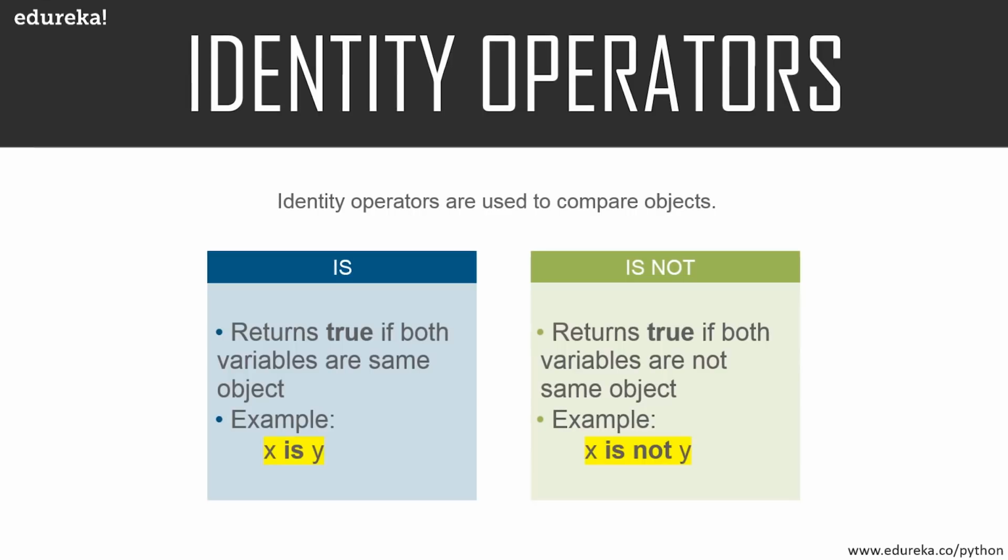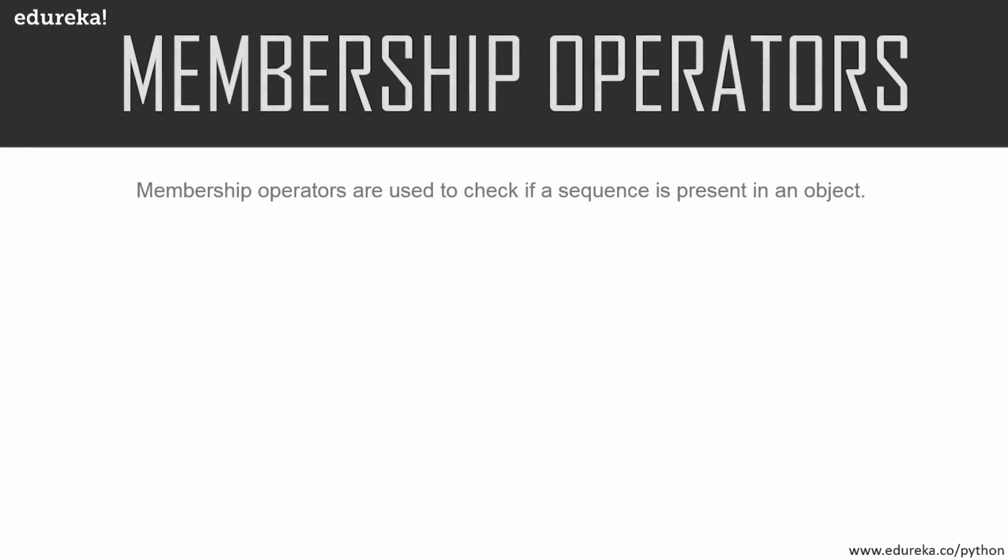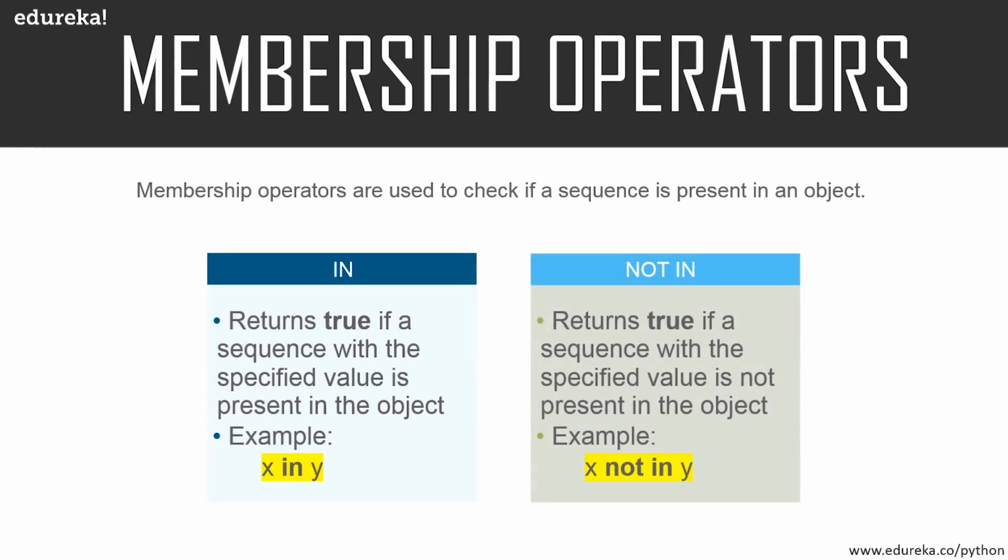Now let's talk about the next one, which is membership operators in Python. Membership operators are used to check if a sequence is present in an object or not. To understand the difference between identity and membership operators, let's first understand what the operators are. We have in and then we have not in. It is going to return true if a sequence with the specified value is present in the object, and not in will return true if the sequence is not present. So let's do this in Jupyter Notebook.